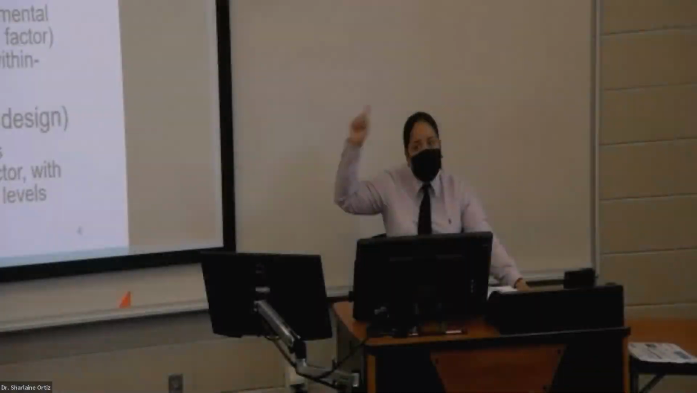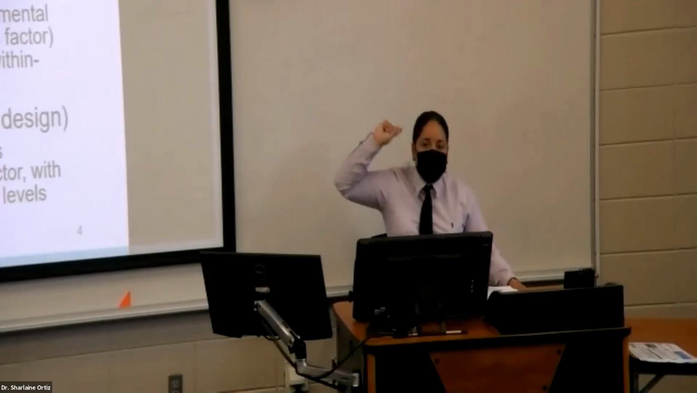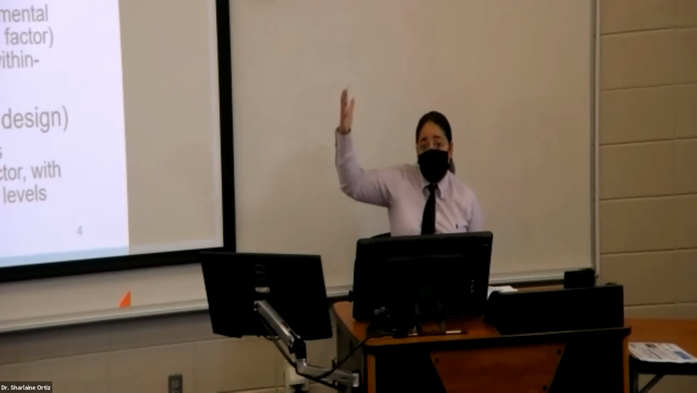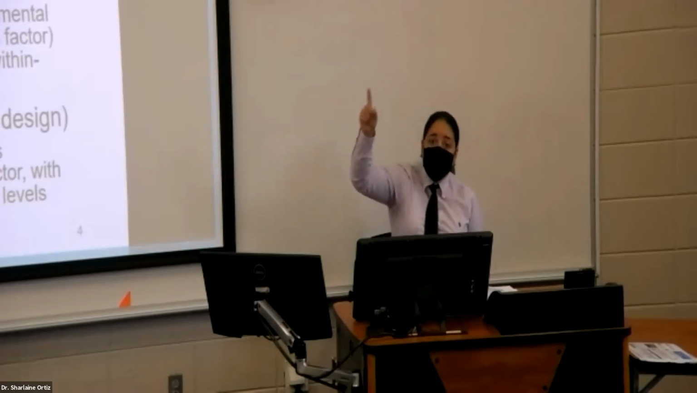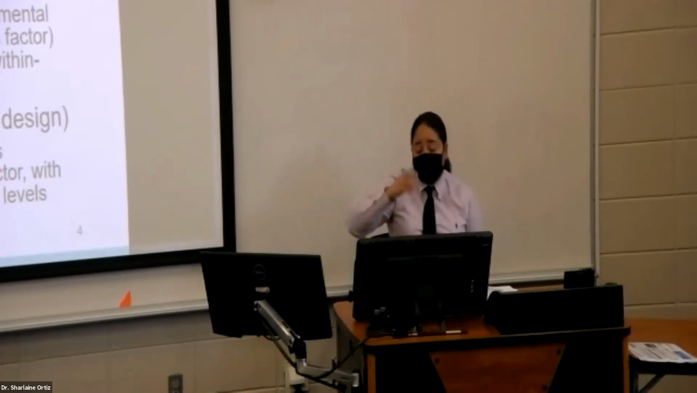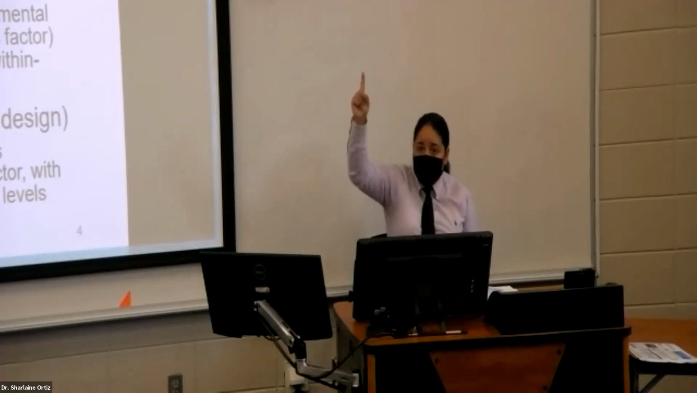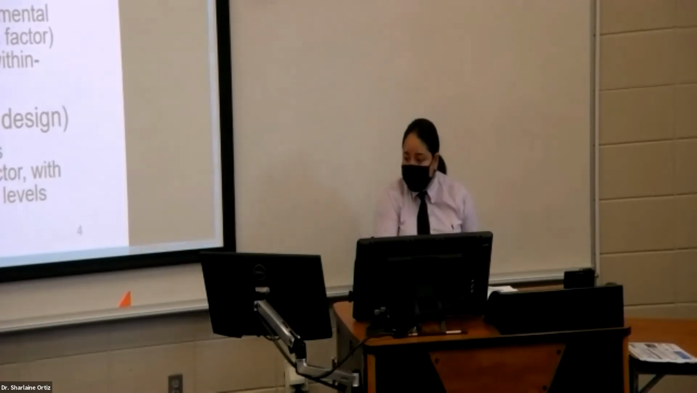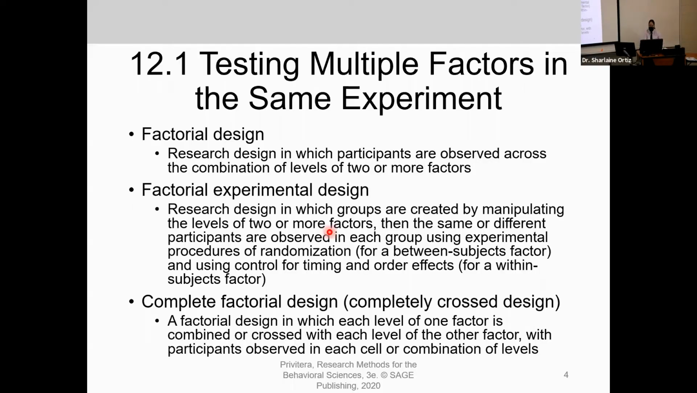So notice that previously we have talked about other designs that only involve one factor. So for example, one independent variable with one level, and then that dependent variable. But notice that here we may have either multiple variables, or we have one independent variable that has many levels to it. So if we revert back to your presentation, let's define what a factorial experimental design is.